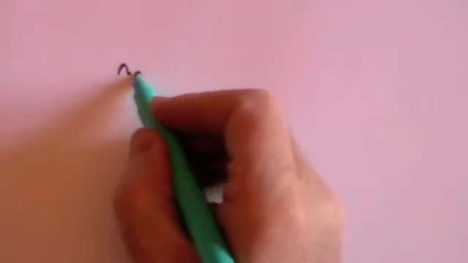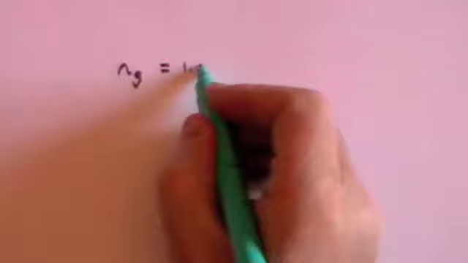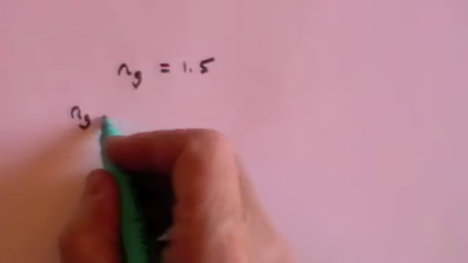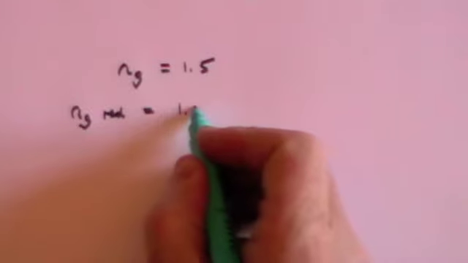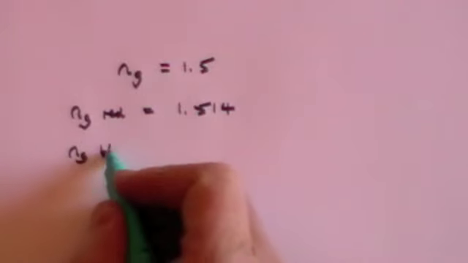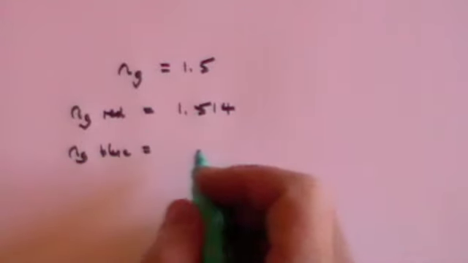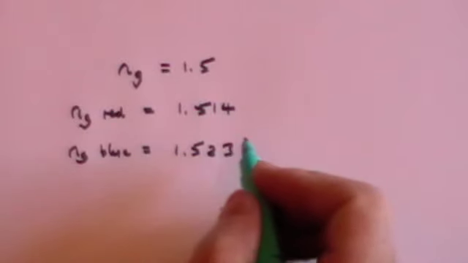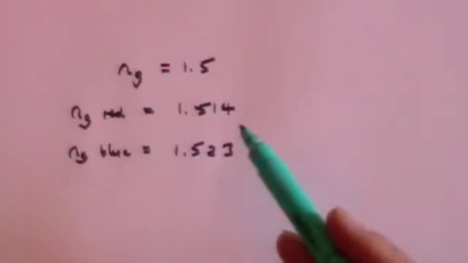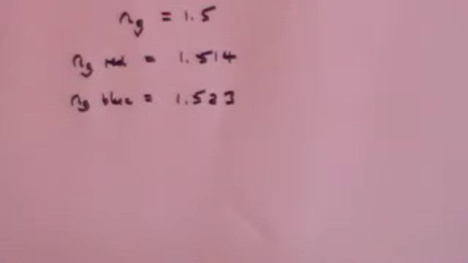You'll recall that so far we've been saying that the refractive index of glass is 1.5, and that's a kind of a rough average, as you'll see. But in fact, the refractive index of glass for red light is 1.514, whereas the refractive index for glass for blue light is 1.523. So you can see that 1.5 is not bad as an average, but the refractive index of blue light is greater than the refractive index of red light in glass.